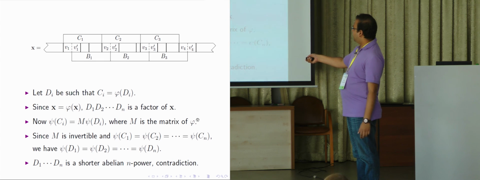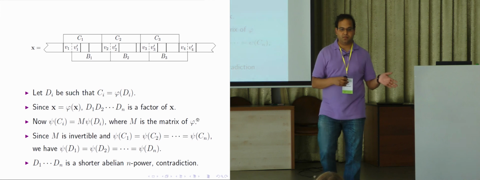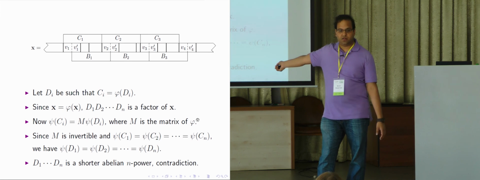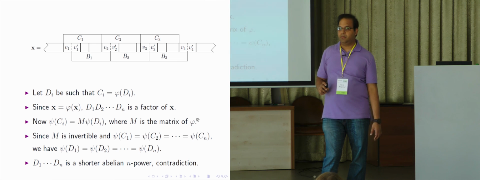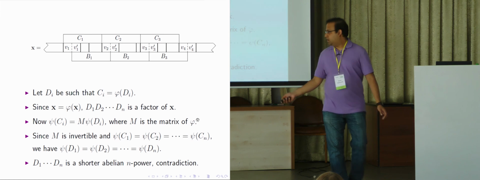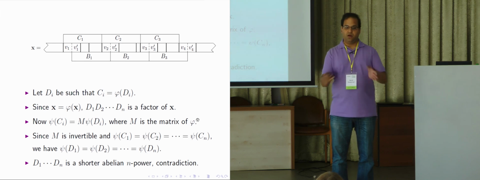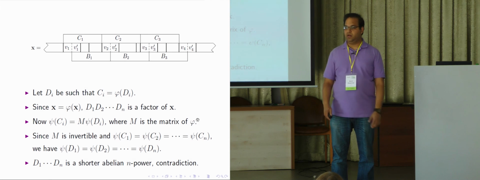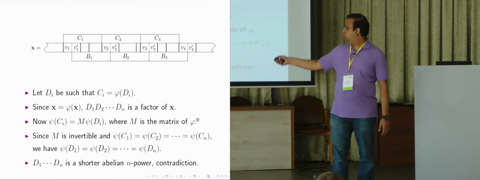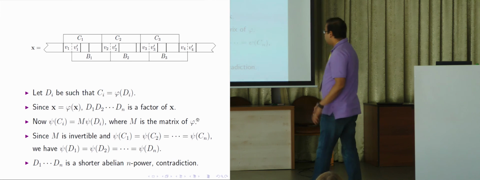Here, right? The Parikh vector of C_i is the matrix times the Parikh vector of D_i. So the Parikh vector of D_i I get by multiplying by the inverse. Right? And of course, one of the conditions of the theorem was that the matrix is invertible, so that this works. And so now I take the inverse and I get that D1, D2, D3 all have the same Parikh vector. And therefore, this is an abelian repetition, a smaller abelian repetition occurring earlier in the word, which contradicts the minimality of B1, B2, B3, right? Okay.